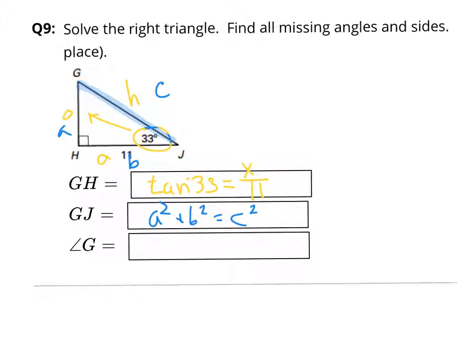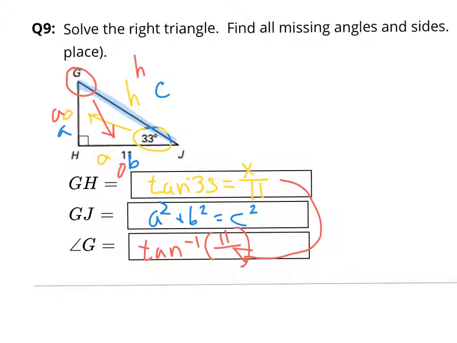Lastly, to figure out angle G, to figure out an angle, okay, we need to look and realize this is going to be the opposite. This is the adjacent now. This is still the hypotenuse. So we're going to take the inverse of tangent, okay, and it's going to be 11 over whatever you got for this answer up here. That's what you're going to put in there and solve for G.